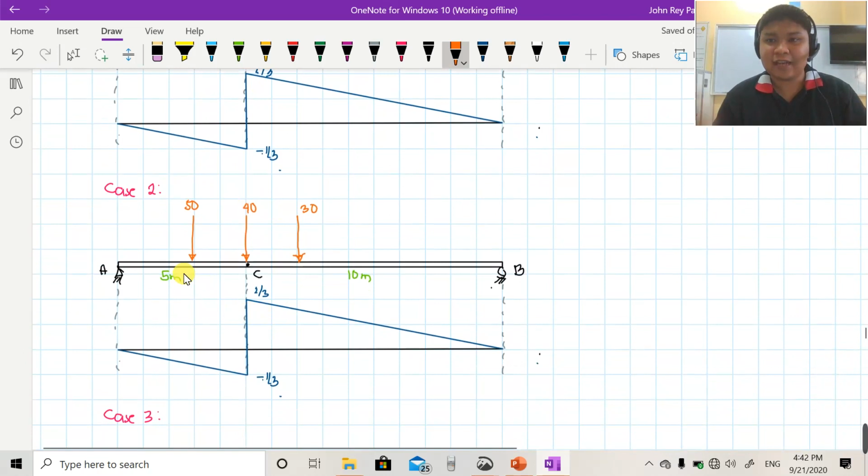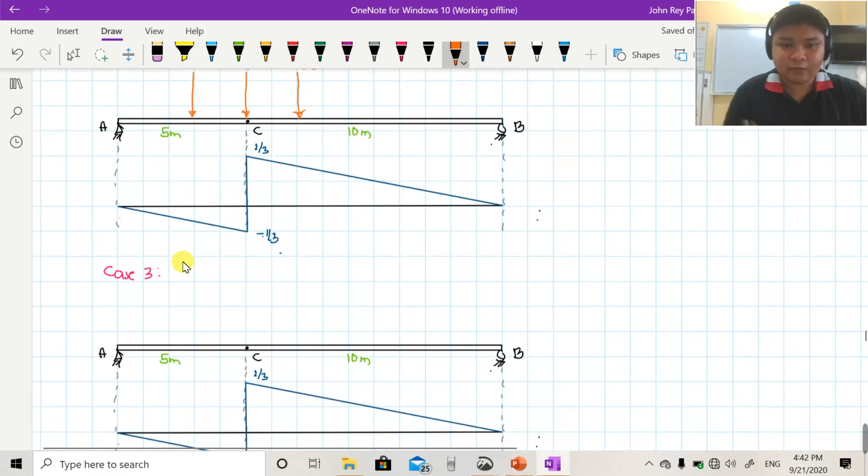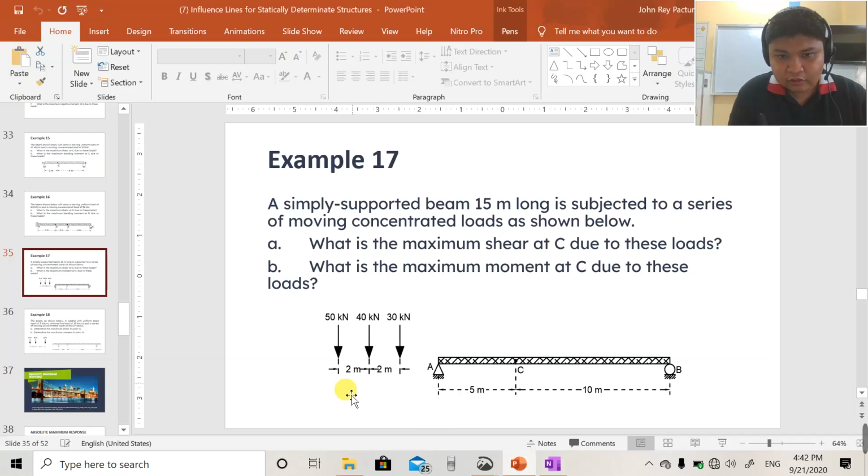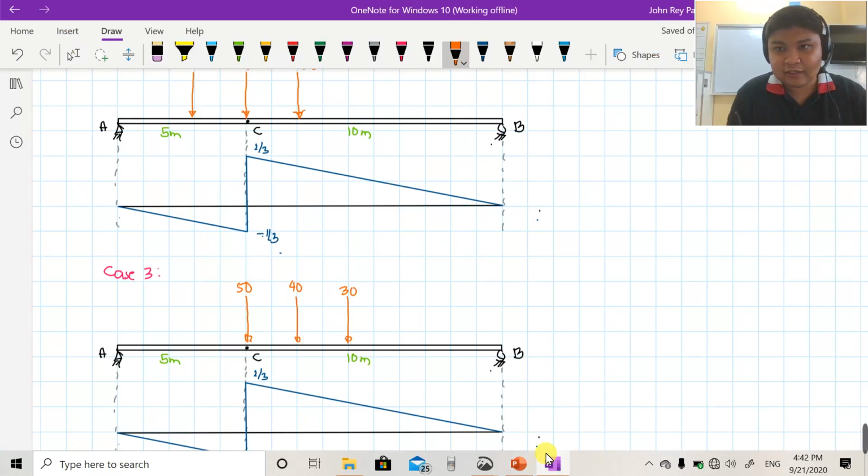So, yung case 3, as expected, malamang yung 50 naman ang ilalagay mo sa point C. Diba? So, this will be the 50. Tapos, this will be the 40. And this will be the 30. Dapat, class, walang magbabago doon sa original na orientation. Still, the distances between the concentrated load ay tig-2 metro. So, ganun din, 2 meters and 2 meters. So, syempre, 3 meters and this will be 8 meters.